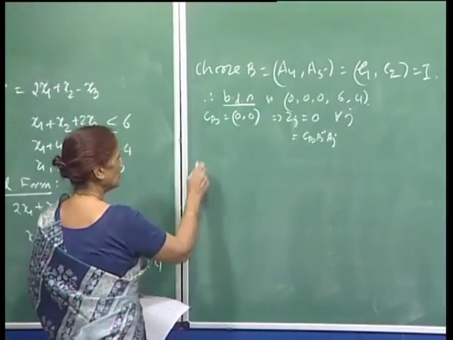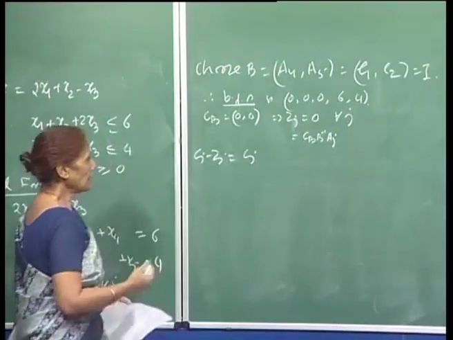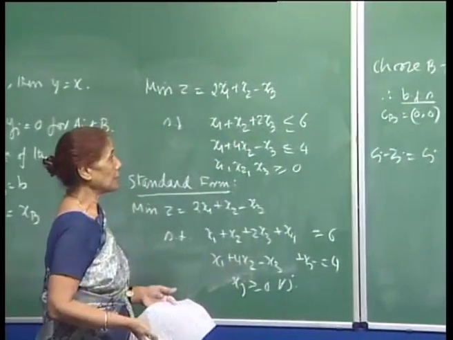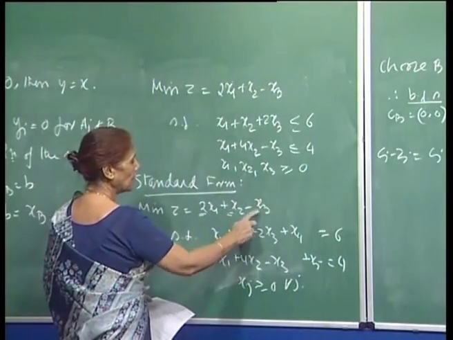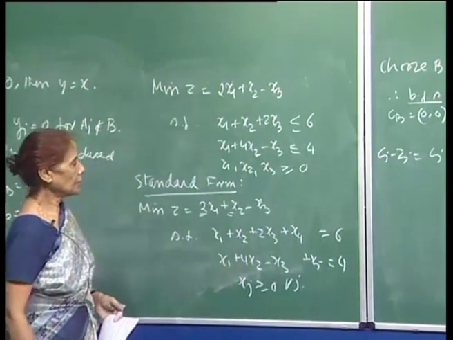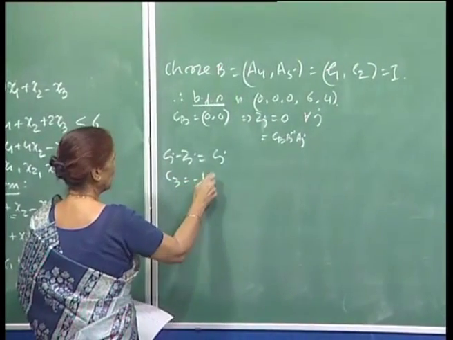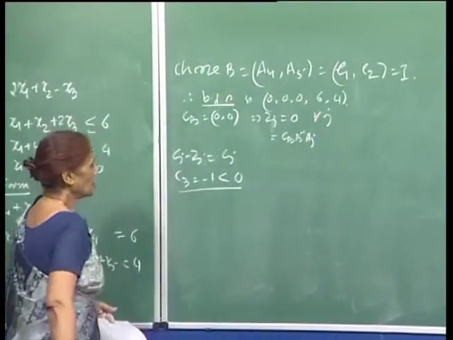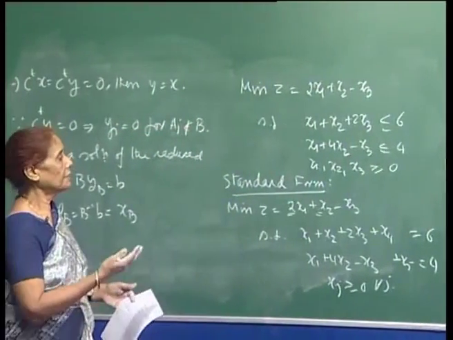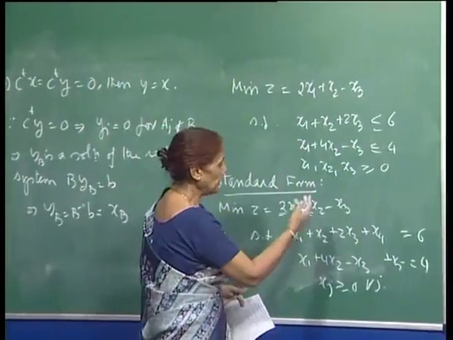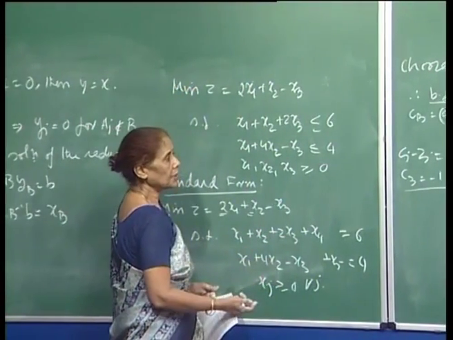So therefore your Cj minus Zj's are simply Cj's, and this we have to compute for the non-basic variables, which is already known to us. This is C1, this is C2, and this is C3. So we see that C3 equal to minus 1 is less than 0. So your optimality criteria is not satisfied, and in fact, if we induct the third column into the basis, then we can improve the value of the objective function.